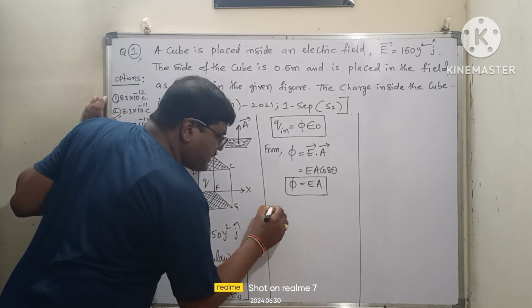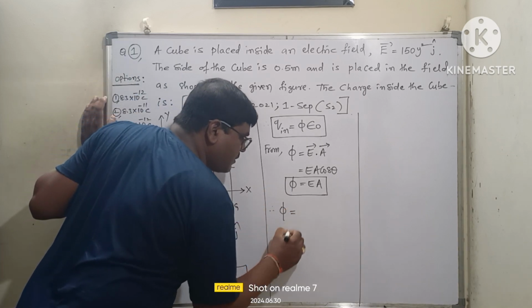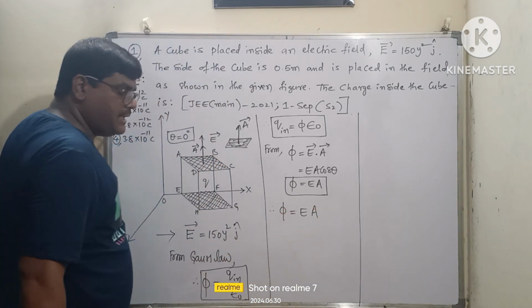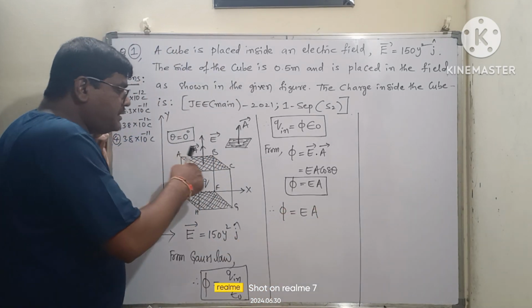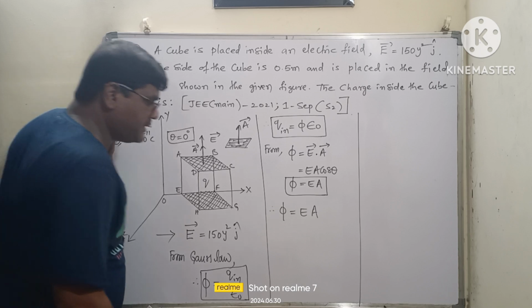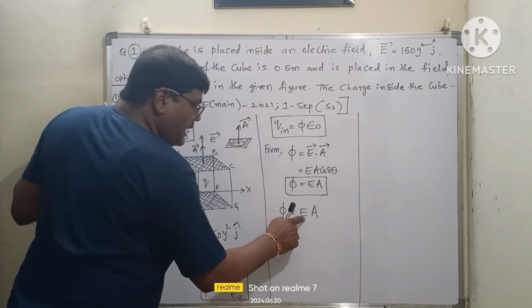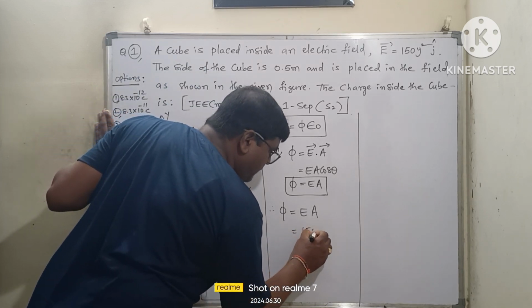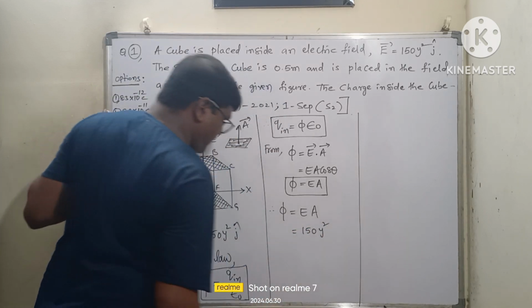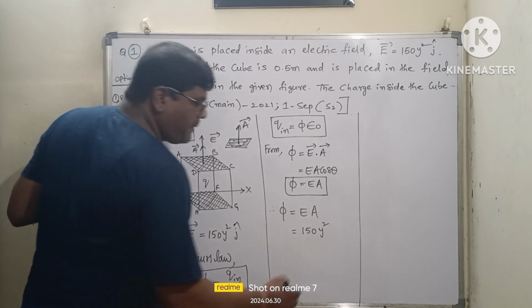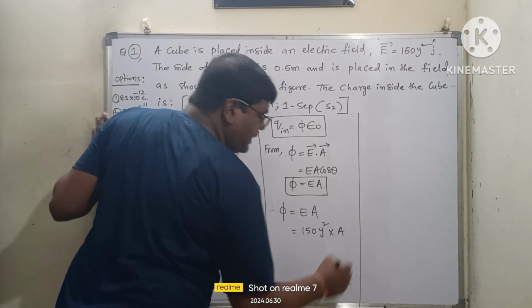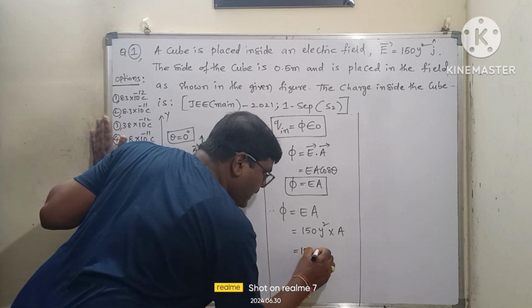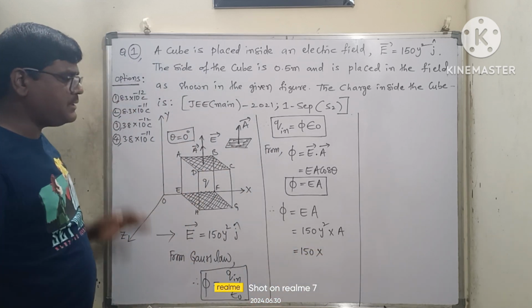How can we find the flux here? Flux is equal to E into A, where E is the electric field and A is the area of this face. What is the electric field here? It is 150 y squared, into the area A. Of course, this is equal to 150 y. What is y here? You have to observe.